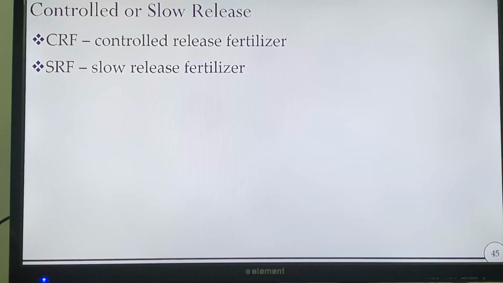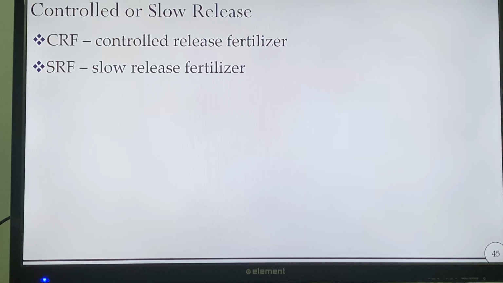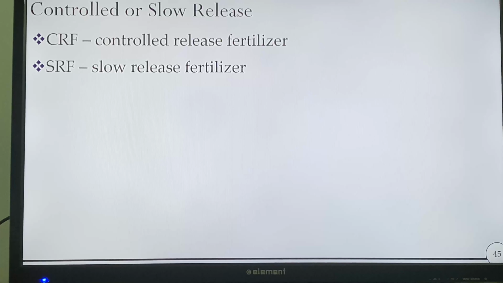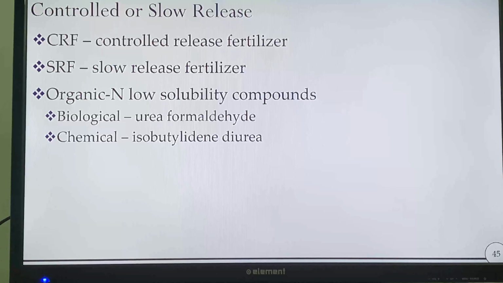Something that we're being pushed, that's being promoted, are going to be controlled or slow release fertilizers. We have several different brands of those. Each company is trying to come up with their own niche or their own product that is going to minimize our losses to the environment by slowly releasing this fertilizer into the soil.